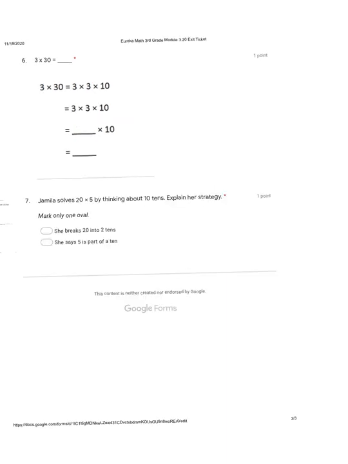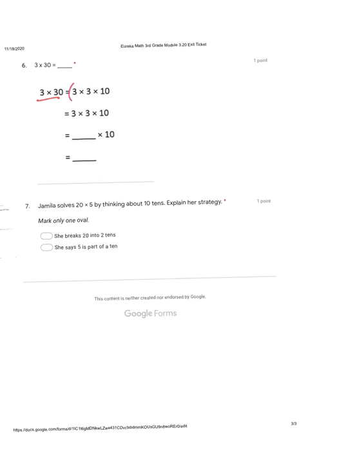Number 6, 3 times 30. Okay, we can figure this out several different ways. What did we just do? We just put the parentheses around the 3 times 3. So let's put them here. 3 times 3 equals 9. 9 times 10 equals 90. So 3 times 30 equals 90.